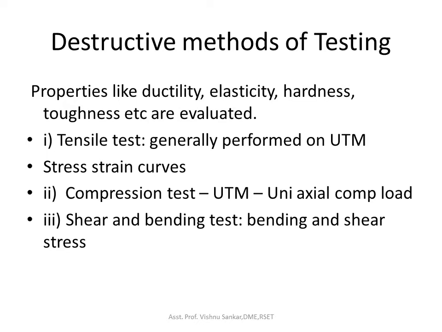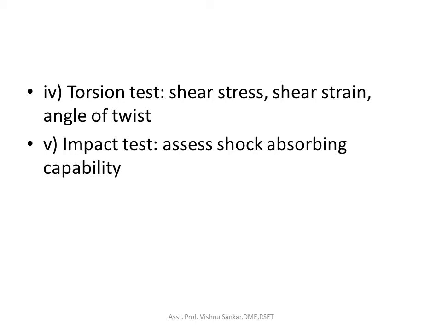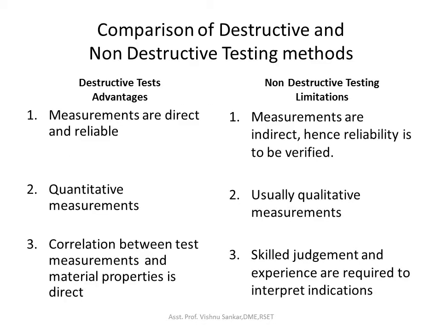Third one, shear and bending test. It is used to find the bending and shear stress, and a 3-point system and 4-point system are used in this. Coming to the fourth test, torsion test. We use the torsion test to find the shear stress, shear strain and angle of twist. The last test, which is the impact test, is used to assess the shock absorbing capability of a material.